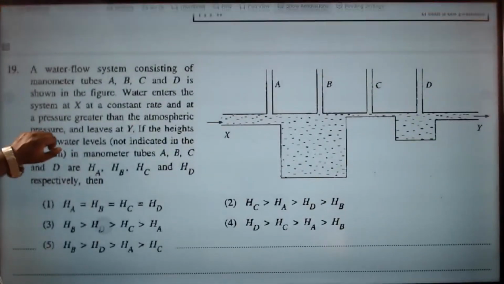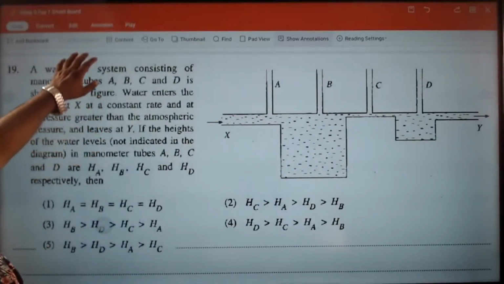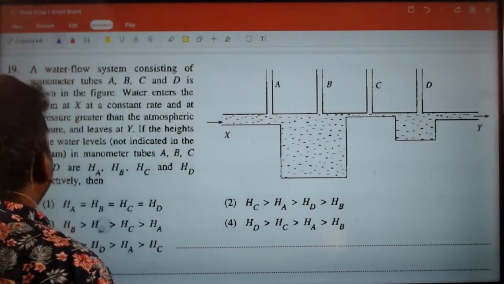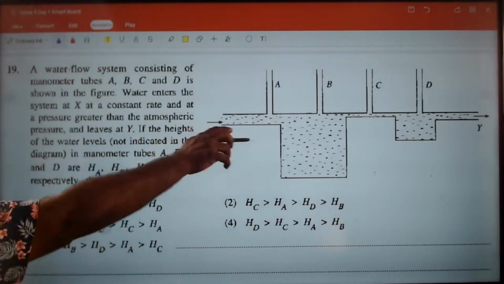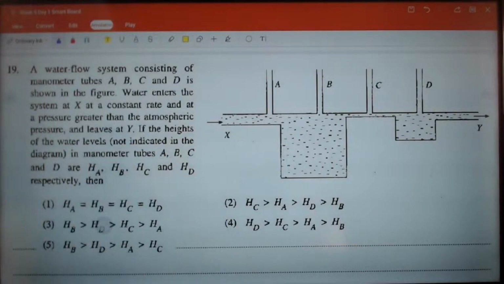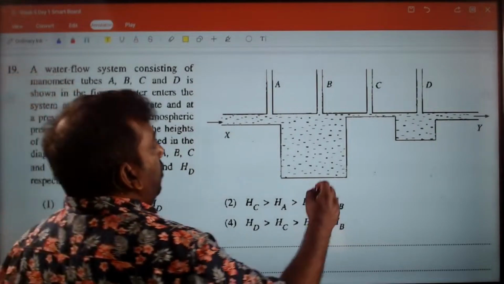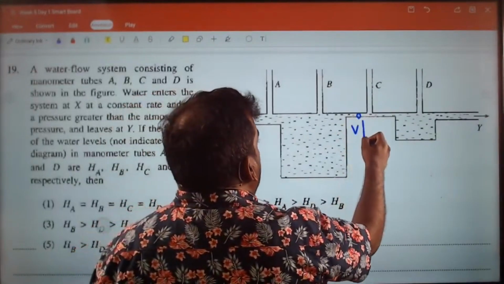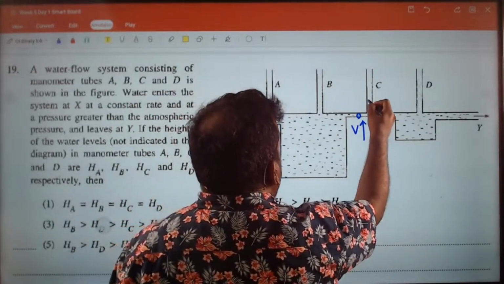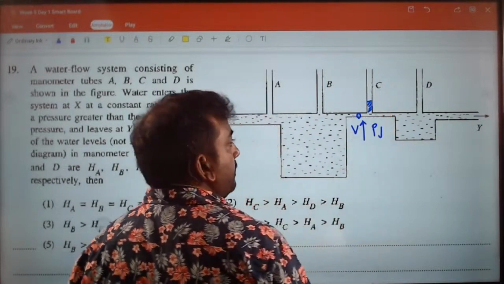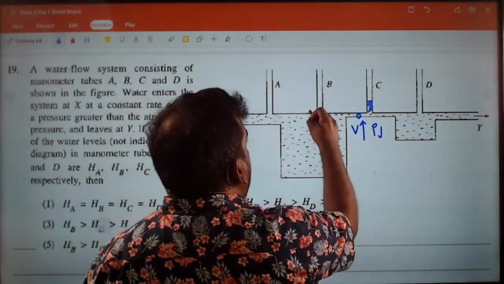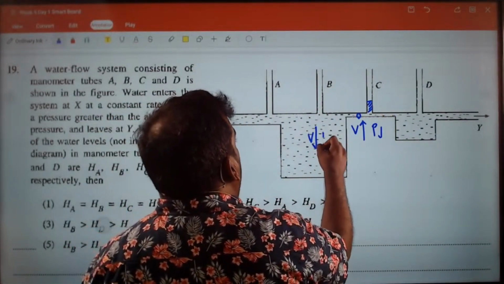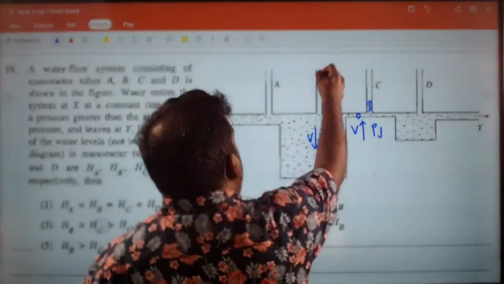A flow system consists of manometer tubes A, B, C as shown in the figure. Water is flowing at a constant rate. The heights of water levels. So all of you know smaller area means larger velocity. Larger velocity means smaller pressure. Smaller pressure means smaller height. Large area means smaller velocity. Smaller velocity means greater pressure, greater height.